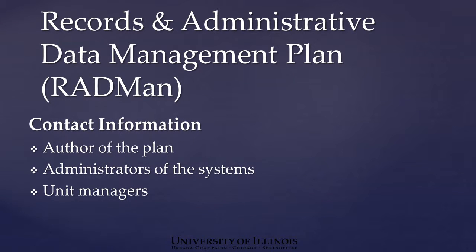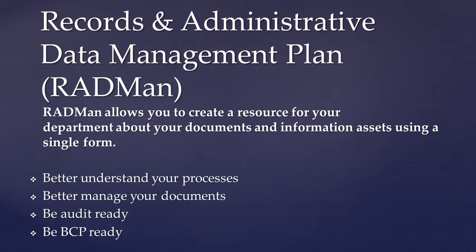The Contact Information section should contain information for contacting the author of the plan, the administrators of the systems used to support the unit's business functions, and the functional managers of the unit. A Radman Plan allows you to create a single resource for your department about your documents and information assets using a single form. It's a resource that will help you better understand your processes, better manage your documents, be ready for audits, and be better prepared to complete your business continuity plan.